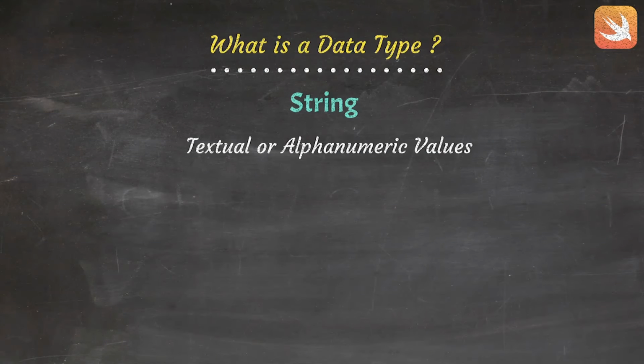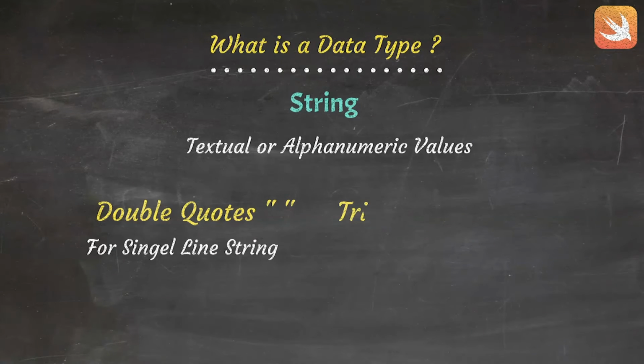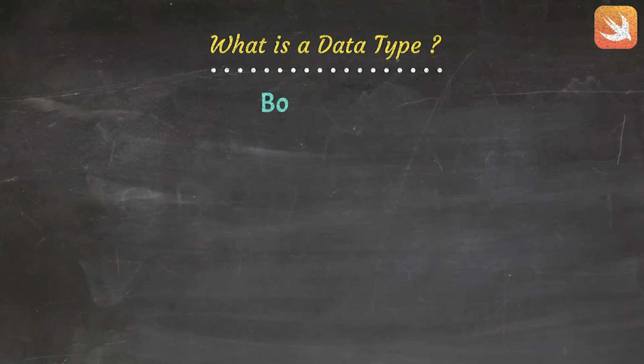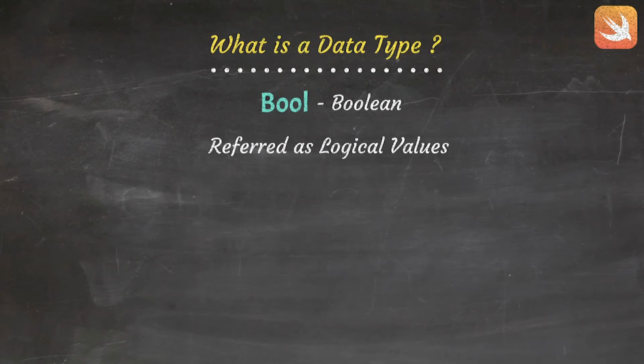It totally depends on your requirement, whether to use double quote for defining a single line string or triple quote for multi-line string. The fourth data type is Bool, short for Boolean, which are referred to as logical values because they can only ever be true or false, and we can define our variables and constants with the Bool keyword.